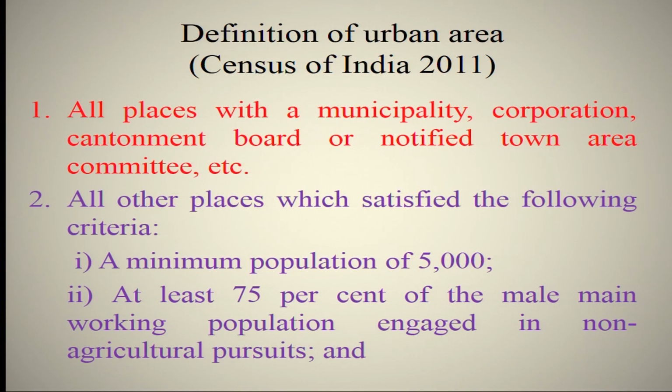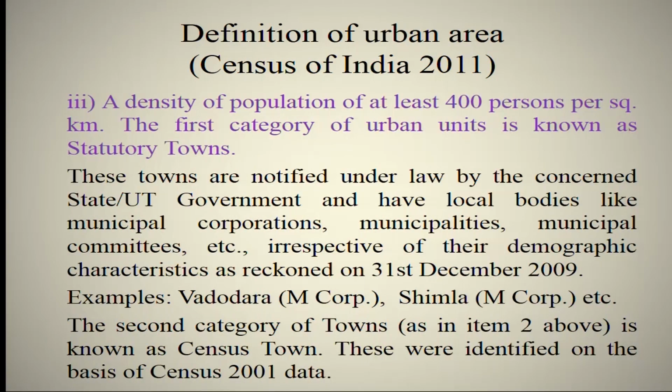All other places which satisfy the following criteria: a minimum population of 5,000, at least 75% of the main working population engaged in non-agricultural pursuits, is one way of defining an urban area. Then a density of population of at least 400 persons per square kilometer. The first category of urban unit is known as the statutory towns.